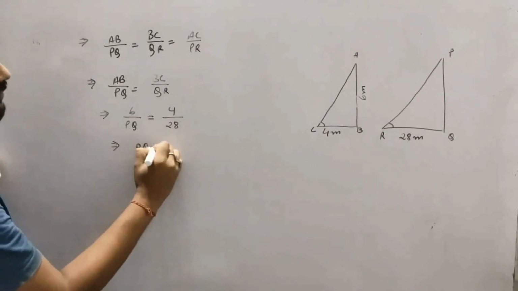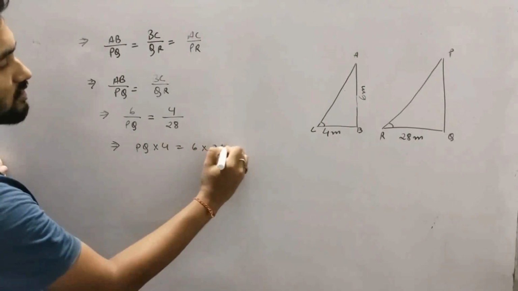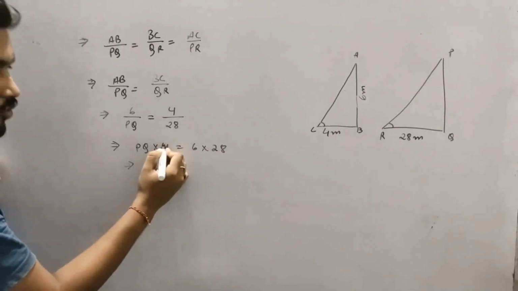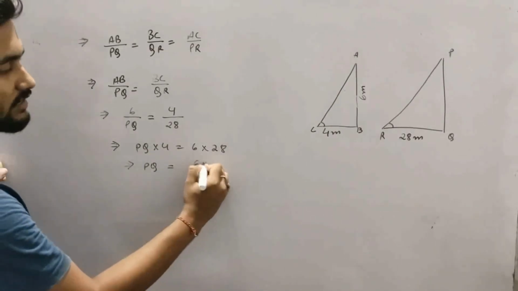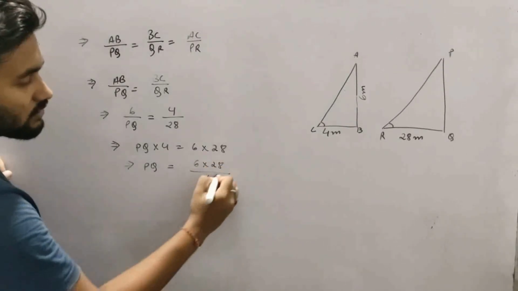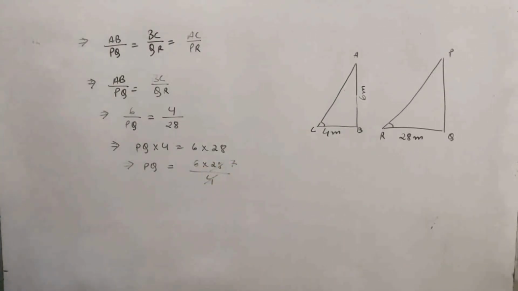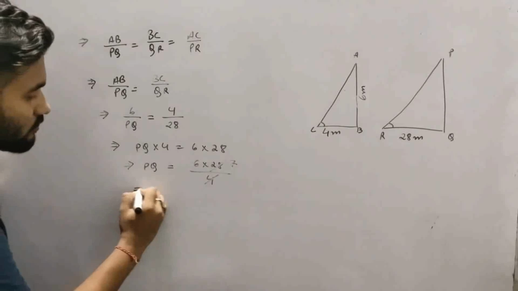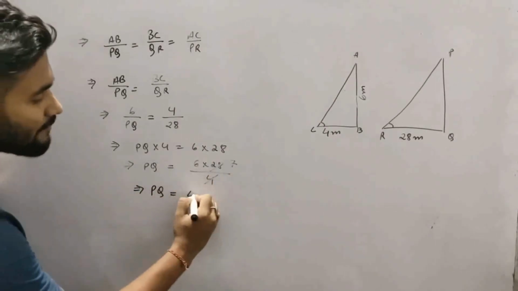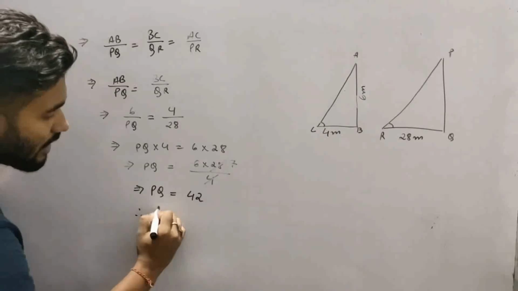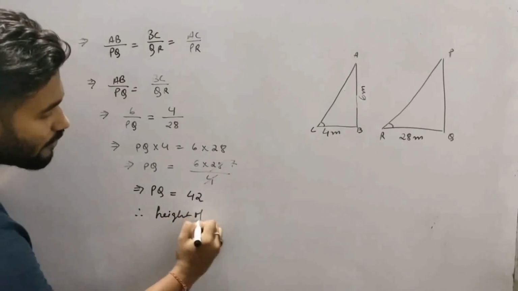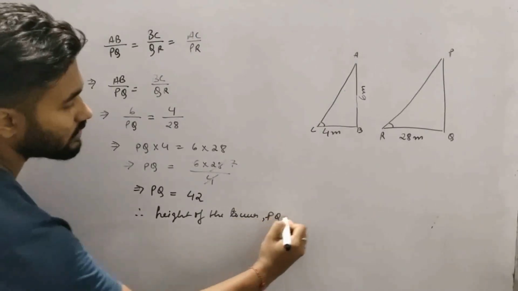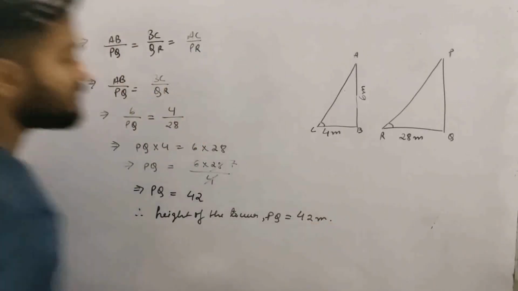Which implies PQ into 4 is equal to 6 into 28, cross multiplication. Which implies PQ will be equal to, if the 4 goes to this side, divide, so 6 into 28 divided by 4. So 4 sevens are 28, isn't it? 4 sevens are 28. So which implies PQ will be equal to 7 sixes are 42. So therefore height of the tower, PQ, is equal to 42 meters. This is the answer.